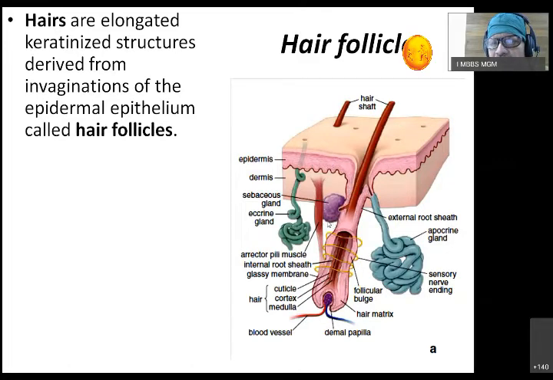This outgrowth is a gland. We call it the sebaceous gland. So again, the sebaceous glands are an extension of the epidermis, and most of the sebaceous glands drain into the canal of the hair follicle.